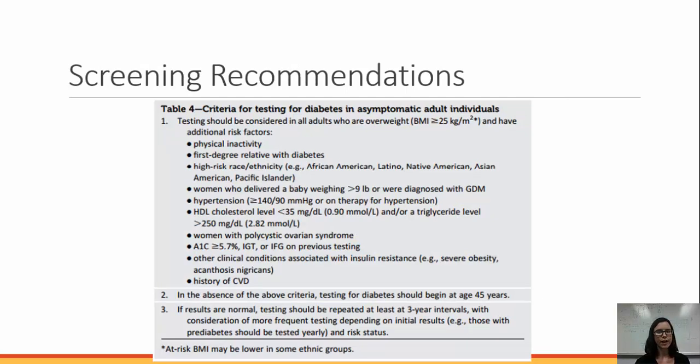Okay, so first we have screening recommendations here for a couple of different groups. The first is for asymptomatic adults. How often should they be tested? The recommendations from the American Diabetes Association entail that testing should be considered for all overweight adults who have additional risk factors, which are all listed here: physically inactive, first-degree relative, high-risk race ethnicity, which we saw were our minority populations in the United States, a woman who had gestational diabetes, hypertension, low HDL cholesterol or high triglycerides, PCOS for women, high A1C, or other conditions that are associated with insulin resistance. So if an adult does not fit into these criteria, they should begin testing at the age of 45, and with a negative result should have repeat testing just every 3 years.